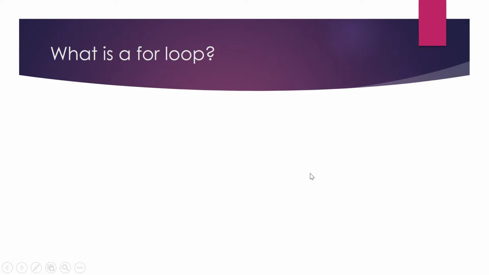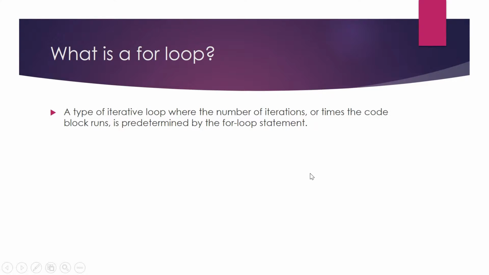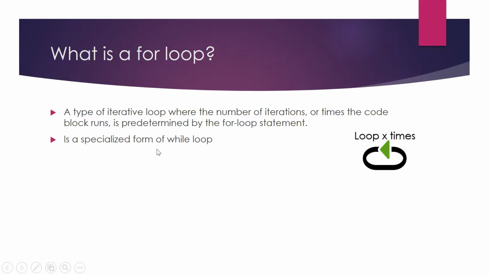Now a while loop is just a type of iterative loop where the number of iterations, and if you don't remember what I mean when I say iterations, that's just the times a code block runs, is going to be predetermined by the for loop statement. So just to repeat that, a for loop is going to repeat a code block a predetermined number of times, or a number of iterations. So this is again going to be a specialized form of a while loop, and here's a little graphic showing you that this loop is going to happen X times.